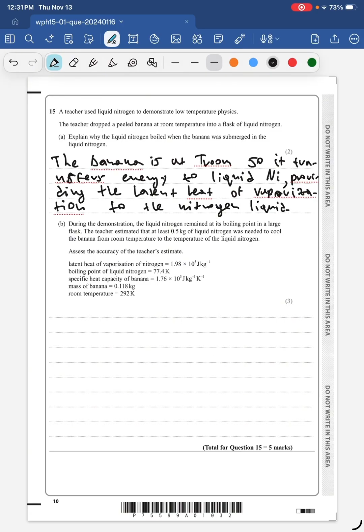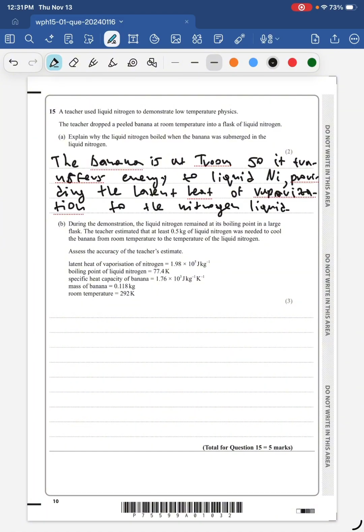Okay, part B. Let me see. During the demonstration, the liquid nitrogen remained at its boiling point in a large flask. The teacher estimated that at least 0.5 kilograms of liquid nitrogen was needed to cool the banana from room temperature to the temperature of the liquid nitrogen.